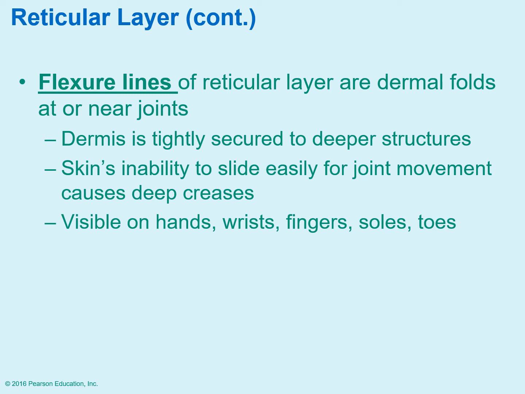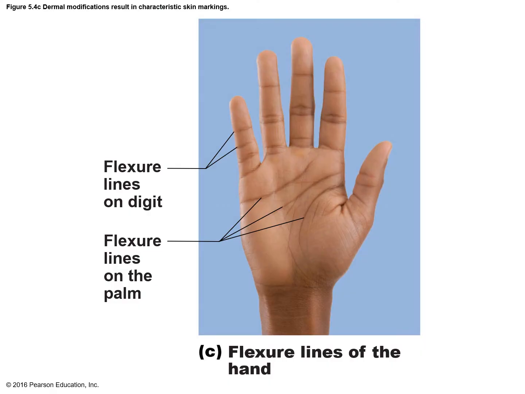Flexure lines are where you have some folds under your joints. It allows the dermis to be very tightly secured because along the joint you're going to have movement there. You can see some of these on the wrist, on your hands, etc. So that's what these lines are. These are referred to as flexure lines.